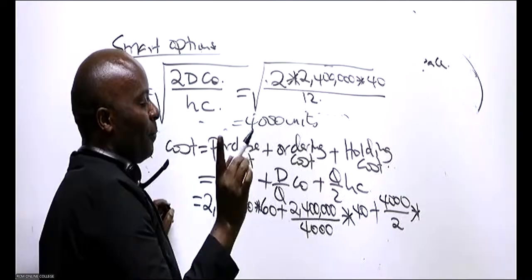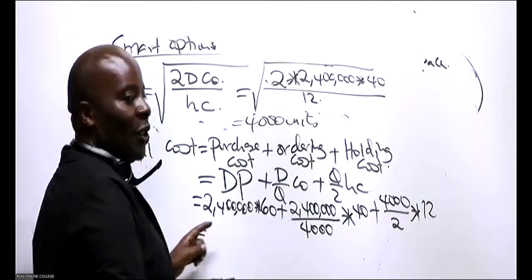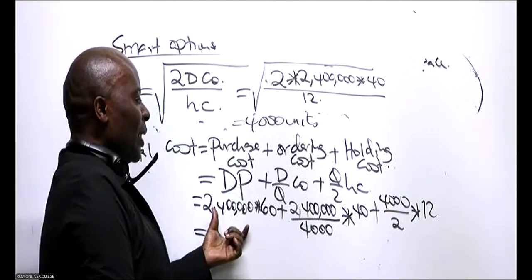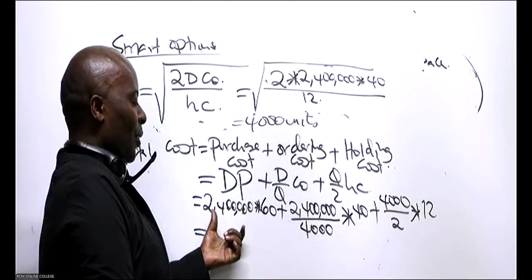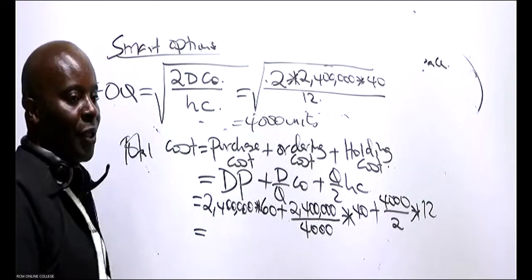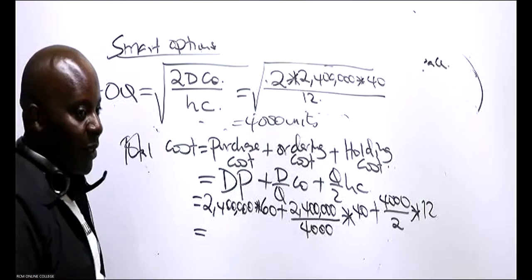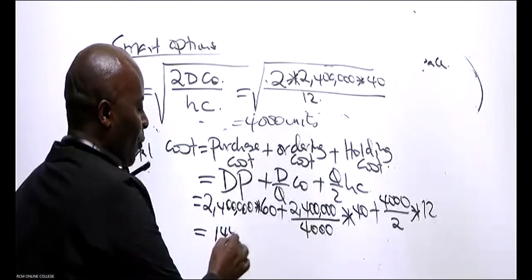What is the holding cost? 12. So I want you to be very patient with me and give me this answer separately. Tell me what is this purchase cost. So 2.4 million times 60. Quite a huge figure, right? How much? 144 million.